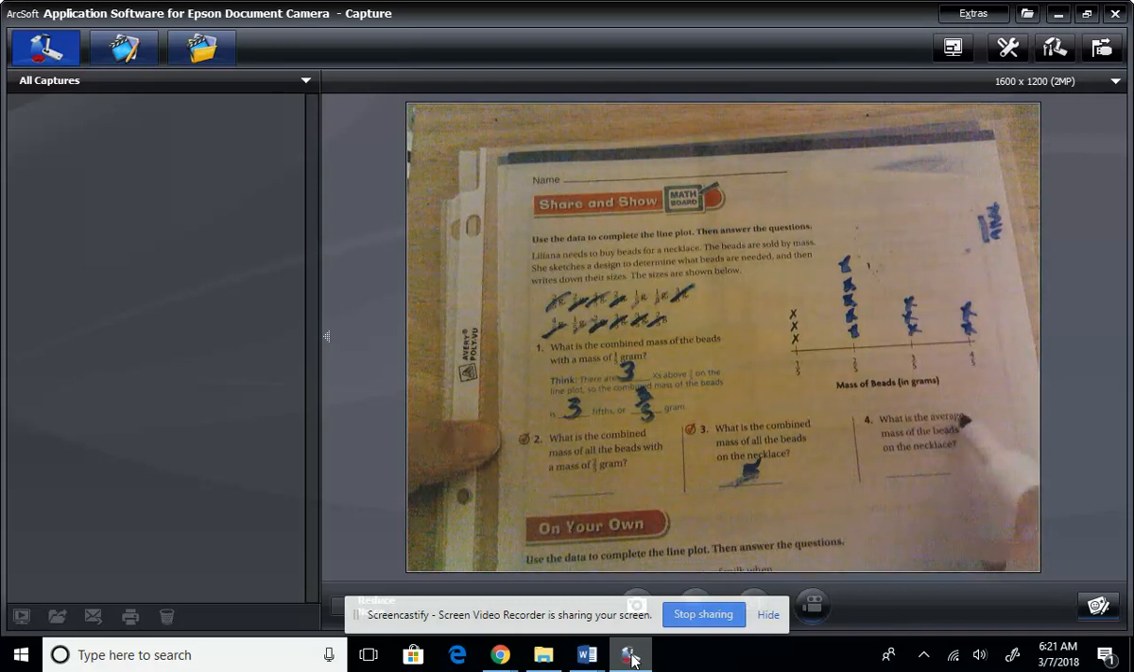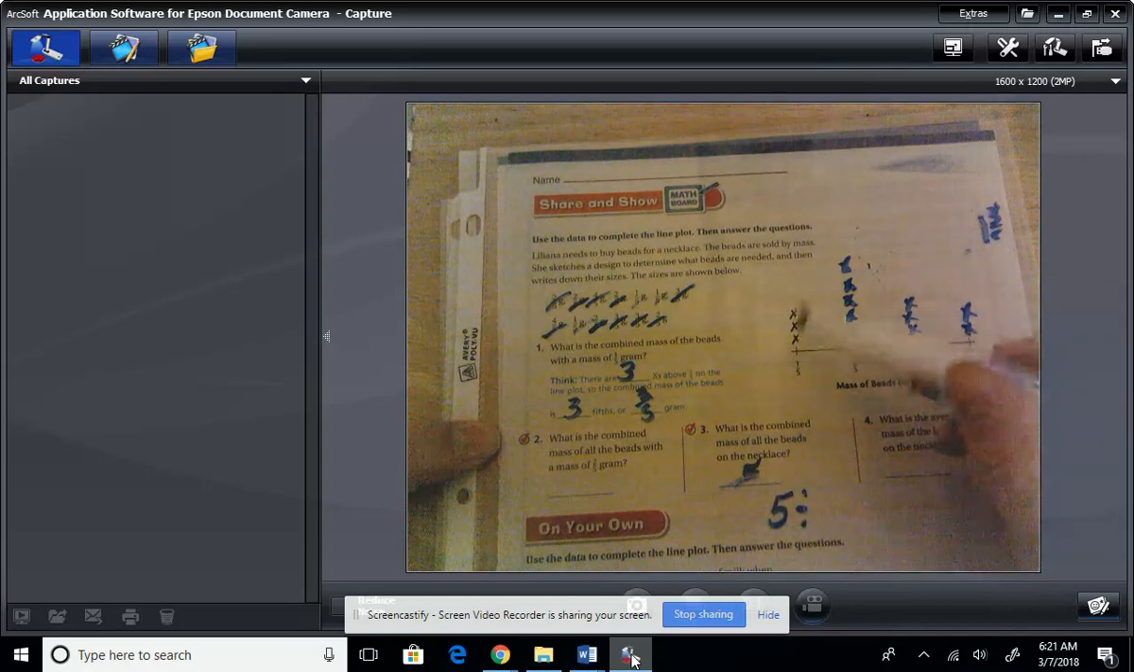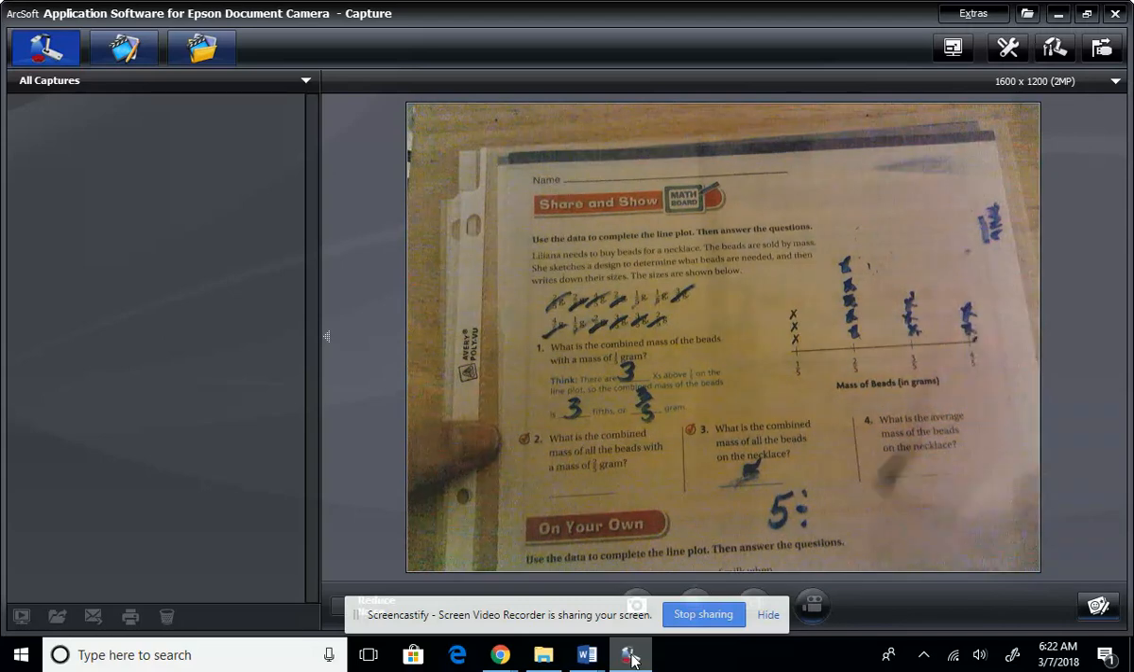And what's the average? Remember how we found the average: we have to divide 5 by the total number we have. And we can do that by counting our x's. 1, 2, 3, 4, 5, 6, 7, 8, 9, 10, 11, 12, 13. So our answer is 5/13.